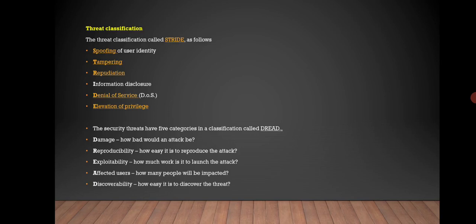The security threats have five categories in the classification called DREAD: damage, reproducibility, exploitability, affected users, and discoverability. Damage: how bad would an attack be? Reproducibility: how easy it is to reproduce the attack. Exploitability: how much work it is to launch the attack. Affected users: how many people will be impacted. Discoverability: how easy it is to discover the threat.